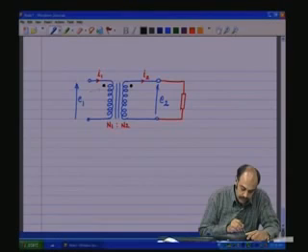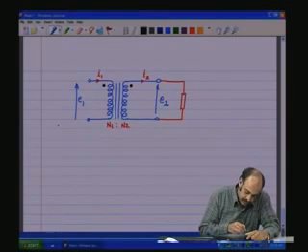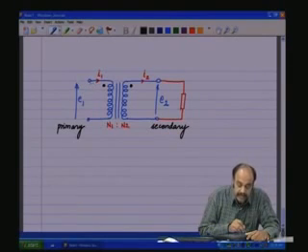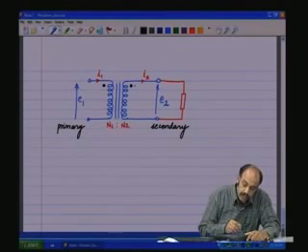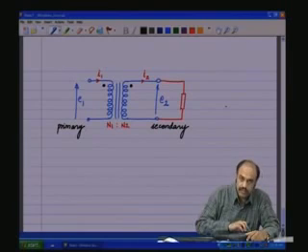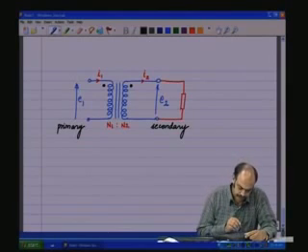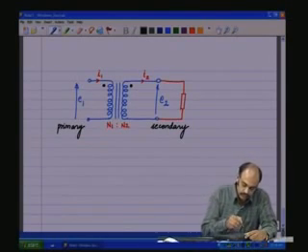Note that here when the dot side is positive on the primary side, this is the secondary, the current is entering the dot, and here the current is leaving the dot. When the current is entering the dot and this is positive, energy is put into the transformer. The dot side is positive, current is leaving the dot, energy is removed from the transformer. So, that is how the energy passes through the transformer, goes from the primary to the secondary side.